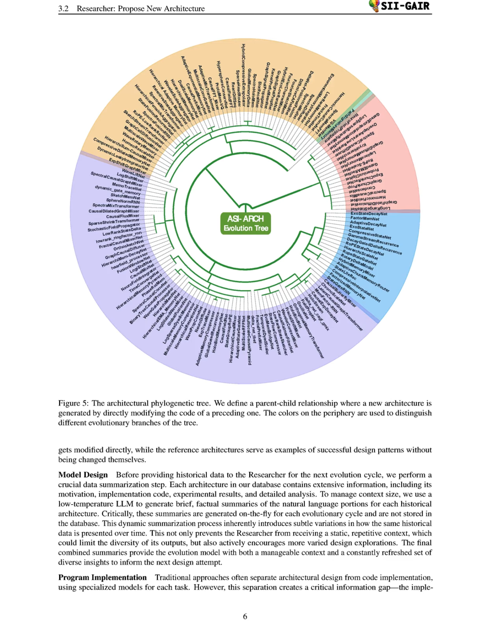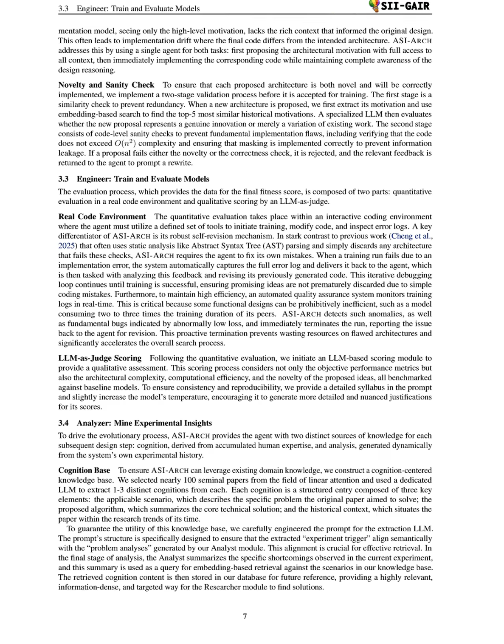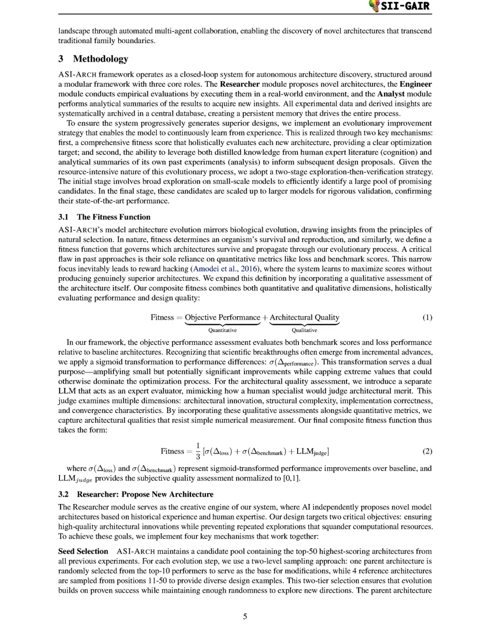Next, the engineer module implements this architecture in a real-world coding environment, where it undergoes training and evaluation. If the training encounters errors, the system captures the error logs, allowing the engineer to revise the code iteratively until successful. Finally, the analyst module evaluates the performance of the new architecture, combining quantitative metrics and qualitative assessments to determine its fitness, thus completing the cycle and informing future design proposals. This iterative process enables ASI-ARCH to autonomously explore and validate new architectural concepts effectively.